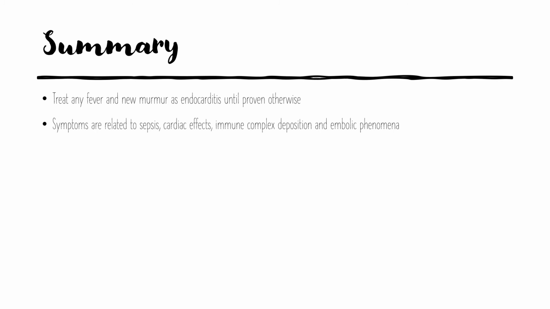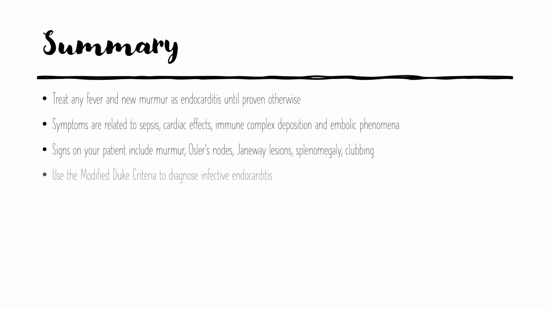Okay, so that's it for infective endocarditis. Let's go over a summary. First, you should treat any fever and new murmur as endocarditis until proven otherwise. Symptoms of infective endocarditis are related to sepsis, cardiac effects, immune complex deposition, and embolic phenomena. The signs you might find on your patient include a cardiac murmur, Osler's nodes, Janeway lesions, splenomegaly, and clubbing.